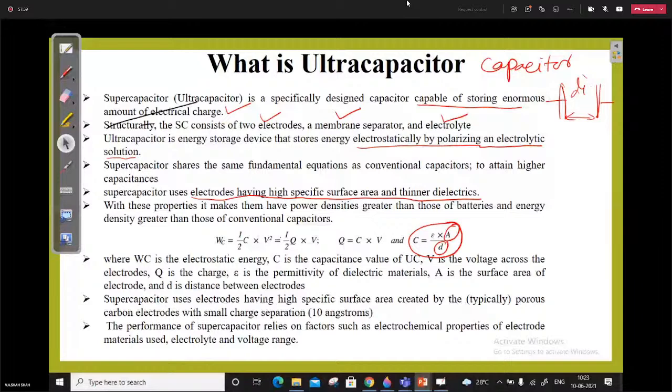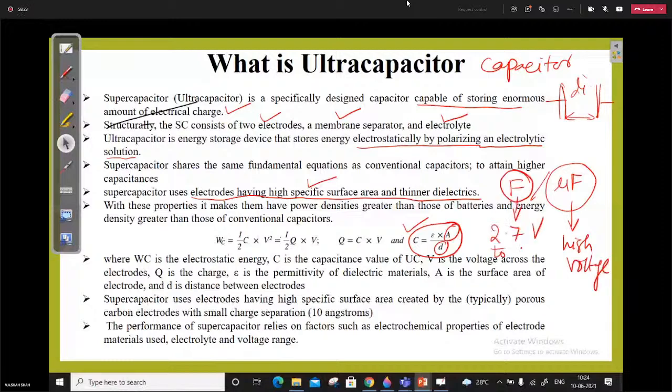The conventional capacitors will have the rating in terms of microfarad, while this has the capacitance value in terms of Farad, but the voltage level will be very small, 2.7 volt. They have reached up to 5 volt. Still, 5 volt supercapacitors are not available in the market. Yeah, some prototypes are available in the market.